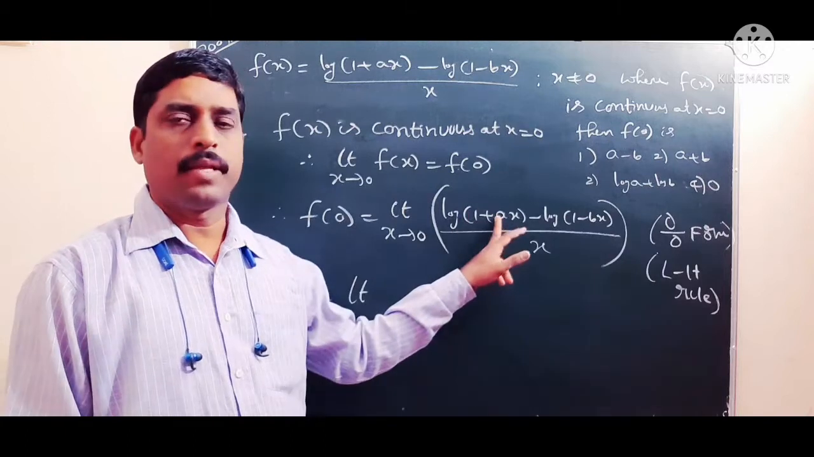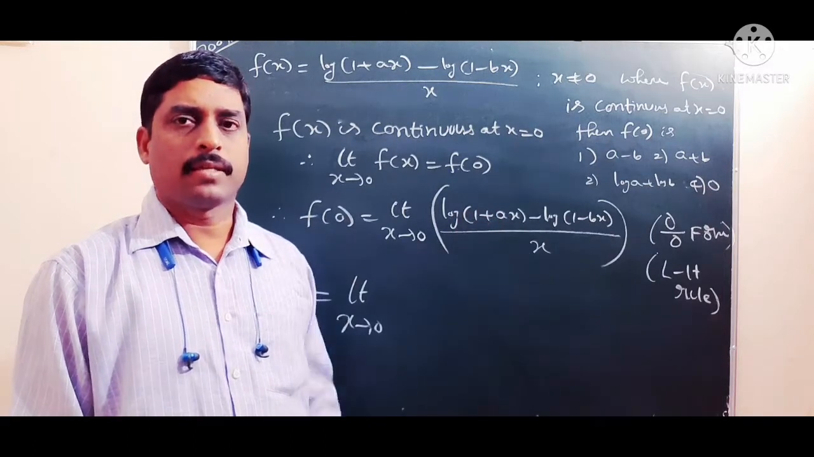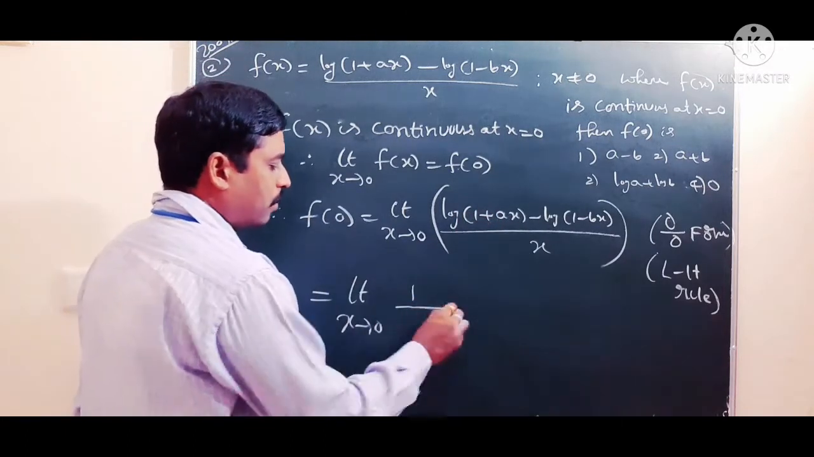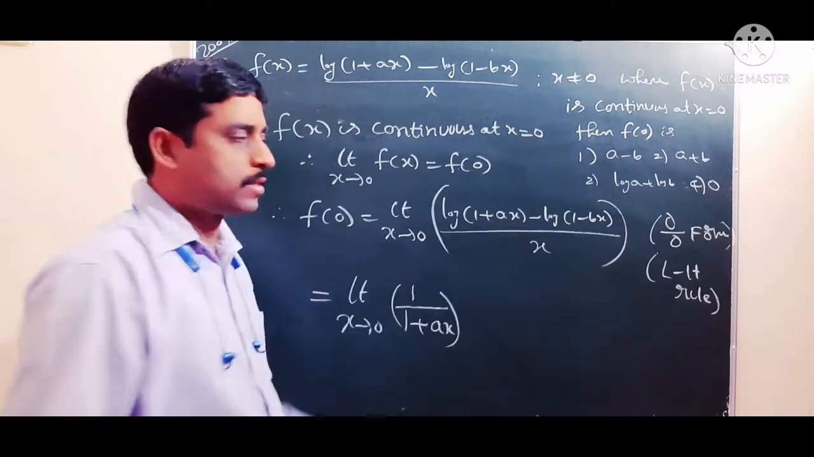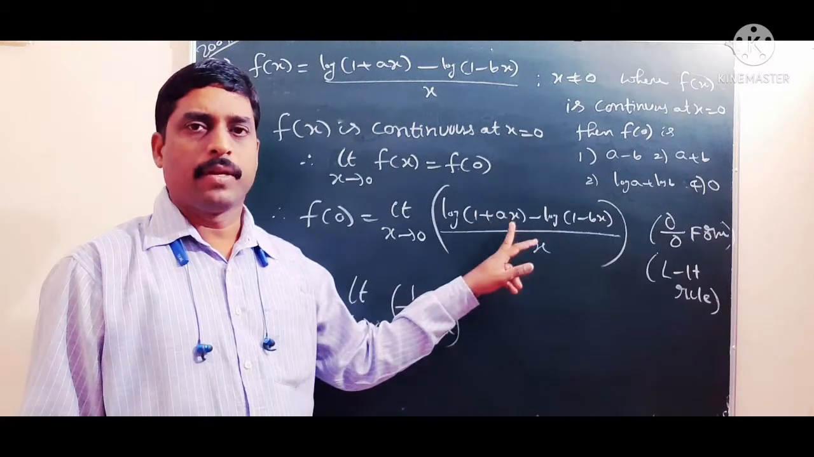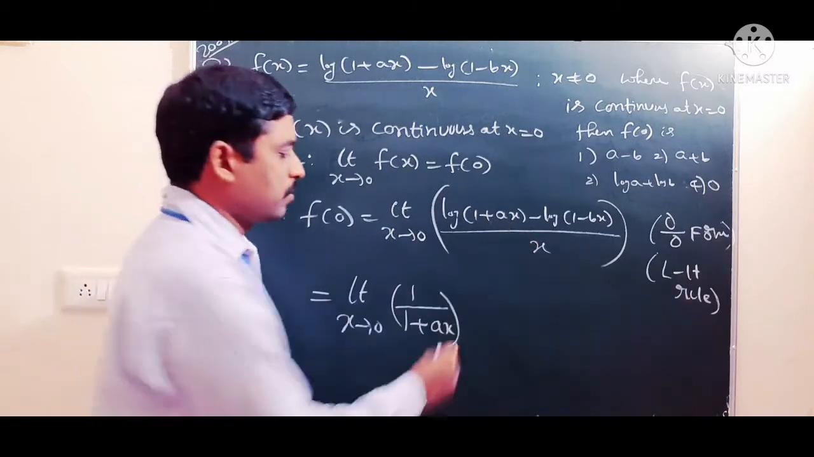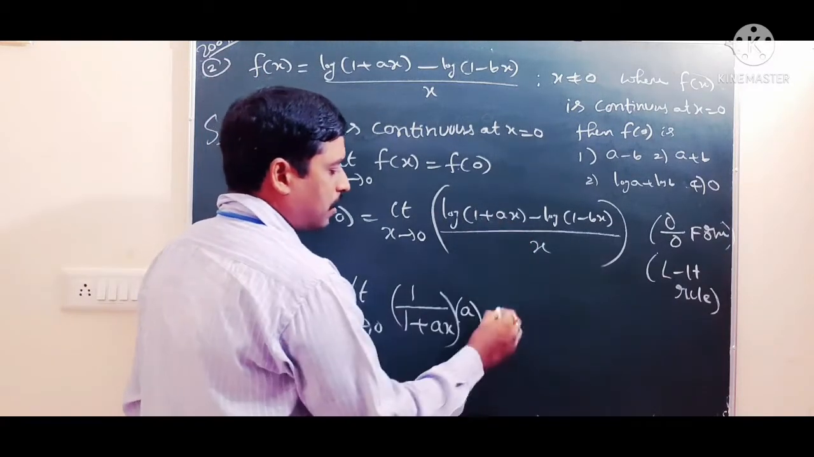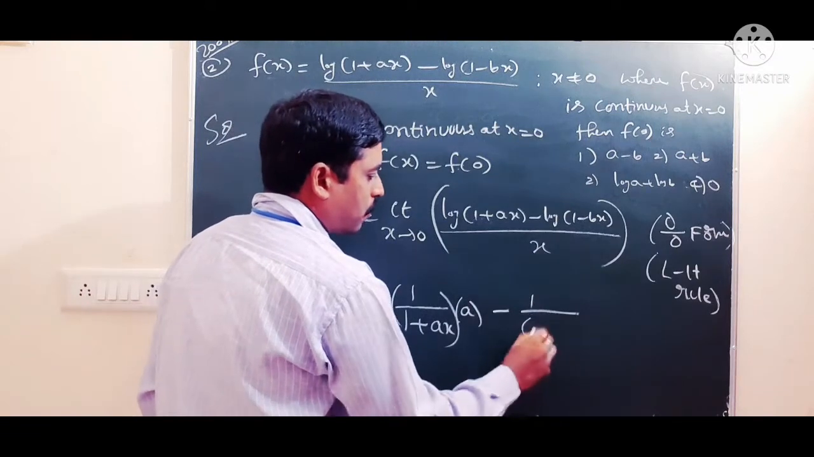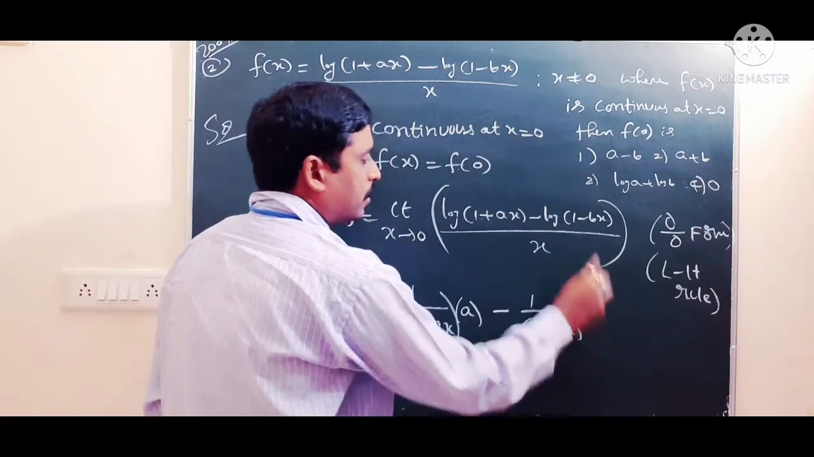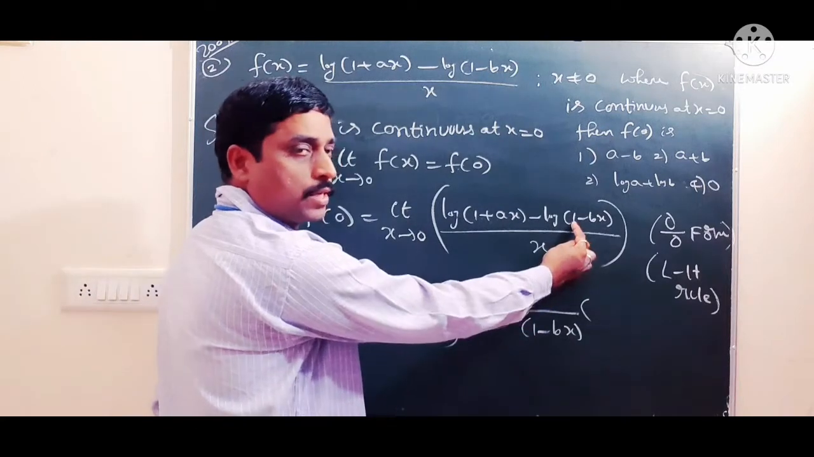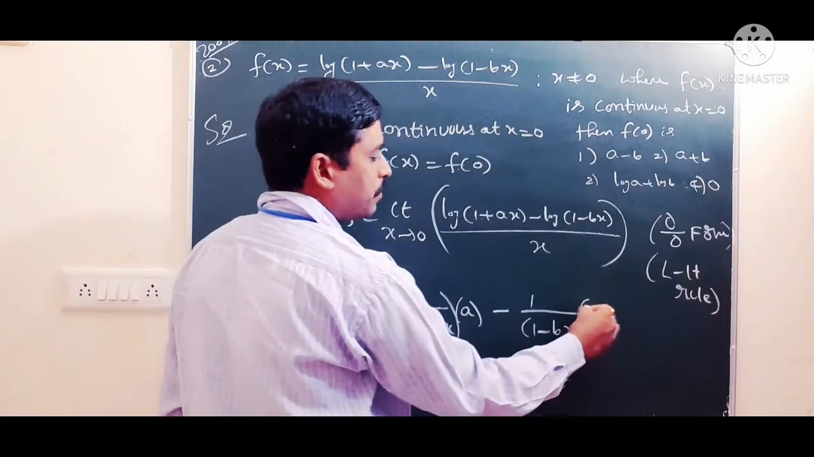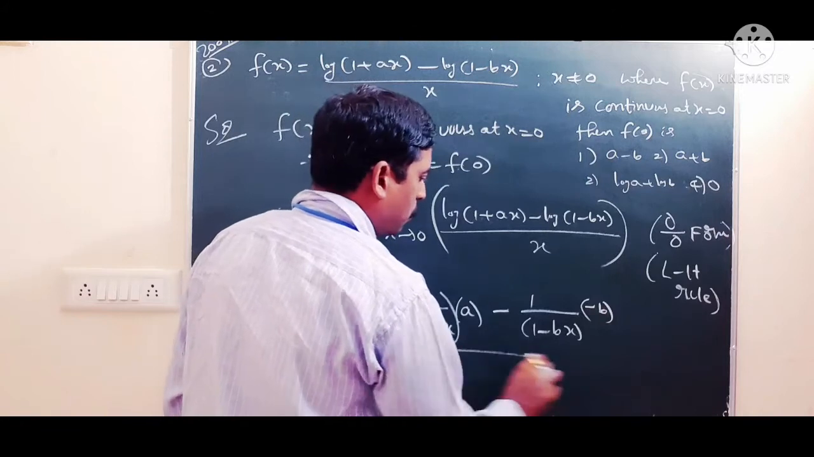So log of 1 plus ax: the derivative is 1 by 1 plus ax into the derivative of 1 plus ax. The derivative of 1 is 0, the derivative of ax is a, by using the chain rule. This is also the same: 1 by 1 minus bx into the derivative of 1 minus bx. The differentiation of 1 is 0, the differentiation of minus bx is minus b. This whole divided by 1.